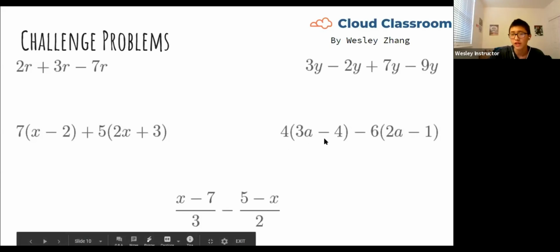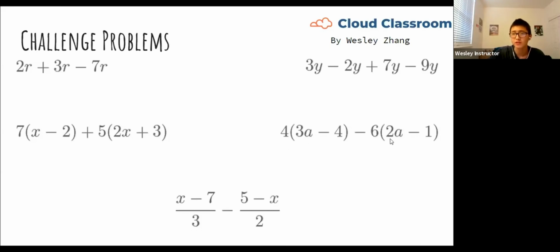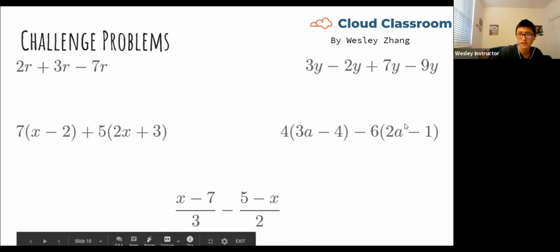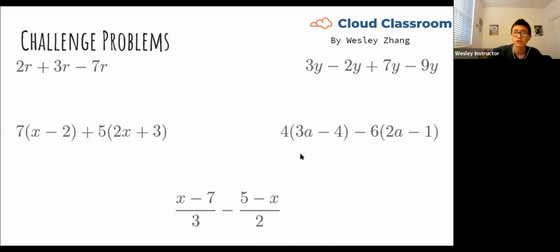All right, 4 times (3a minus 4) minus 6 times (2a minus 1). So we multiply into the parentheses again. So 12a minus 16, minus 12a, there's a minus sign here, plus 6. We can cancel out the 12a because 12a minus 12a is 0. Then we have negative 16 plus 6, and that's negative 10. So our answer here is just negative 10, no variables.